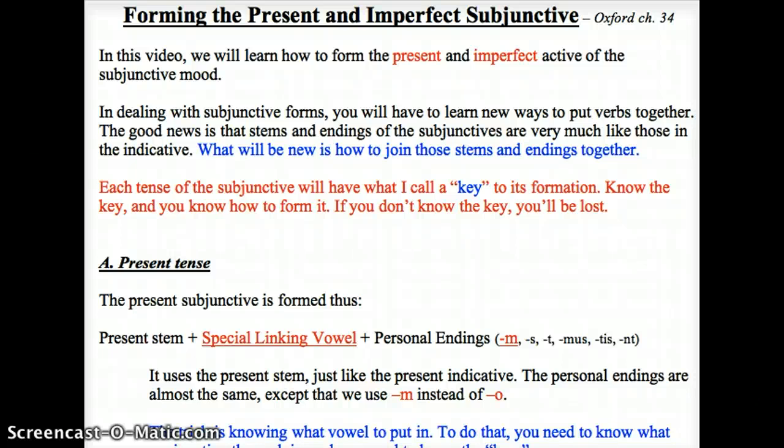In this video, we're going to learn how to form the present and imperfect subjunctives. It corresponds to Oxford Chapter 34. This is the second of 3 videos.